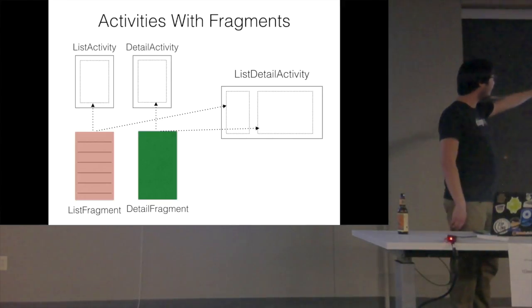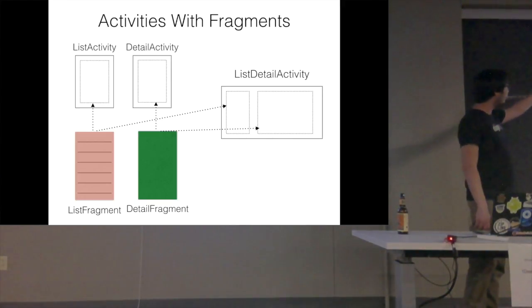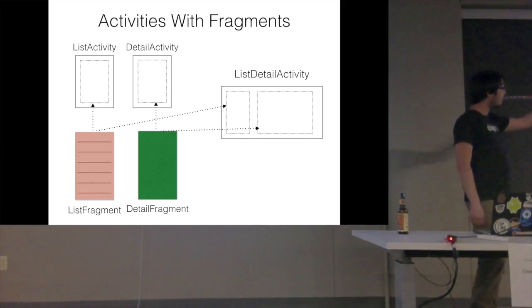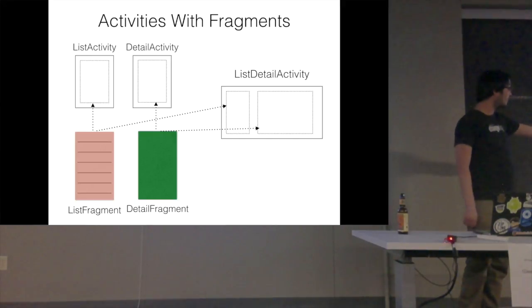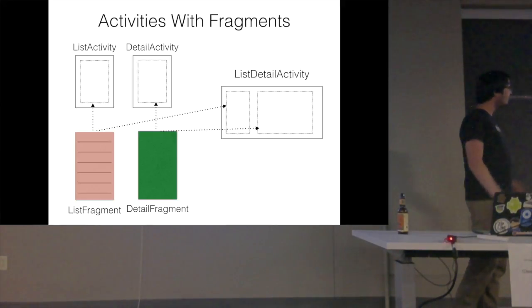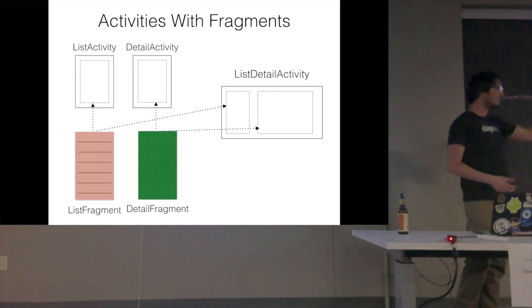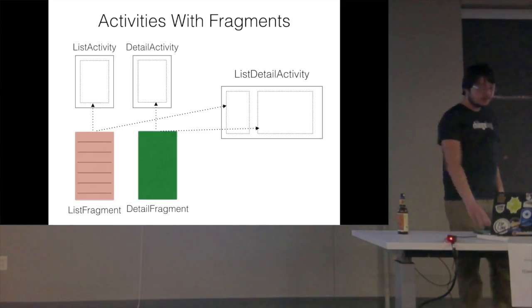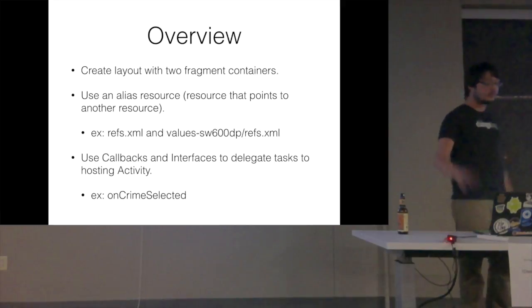So in this example, there is an activity with a list fragment, and then a detail activity with the detail fragment, and then if you wanted to go over to the master detail view, you would simply reuse the list fragment and detail fragment, so that the code that existed within the list and within the detail is compartmentalized, so you can just easily reuse it. So I'm going to go over this.